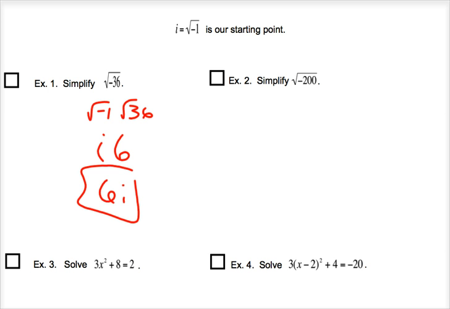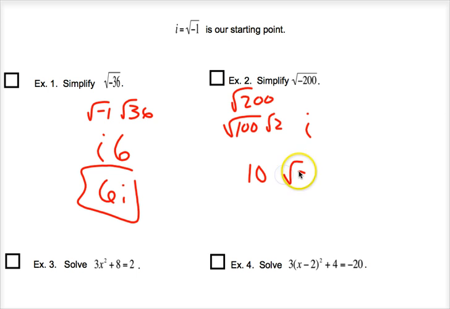So example 2, I've got a negative inside, so I'm just going to put an i for that. And I'm going to break down the square root of 200, just like we've been doing. The perfect square that goes into 200 is 100. So that's 10 root 2, and in your book you're going to get that i squeezed right in the middle here, just so that i doesn't look like it's under the root. The i isn't under the root, it's outside. So that's why I put it in between the 10 and the root symbol there.